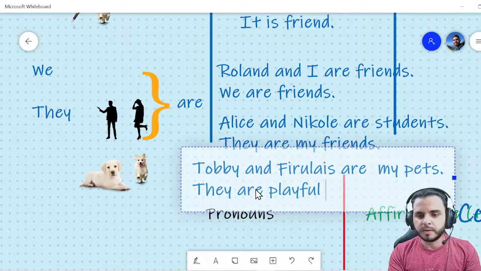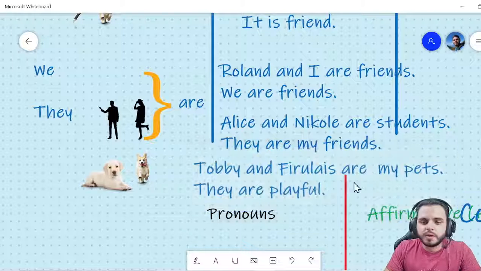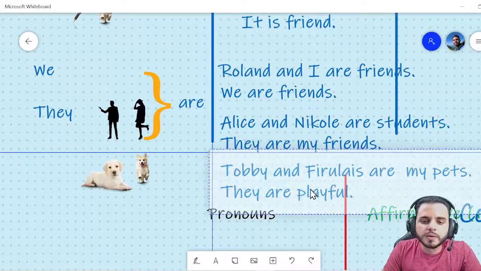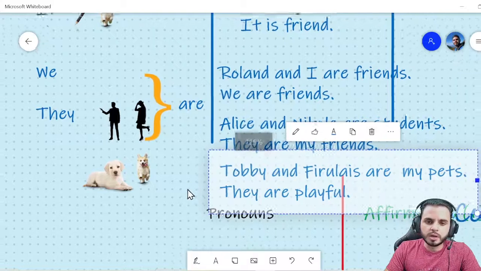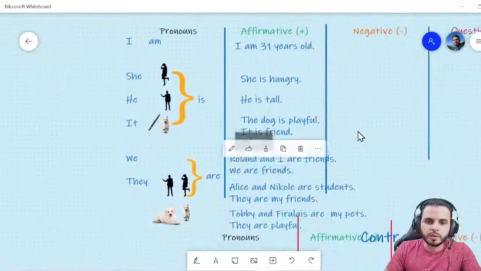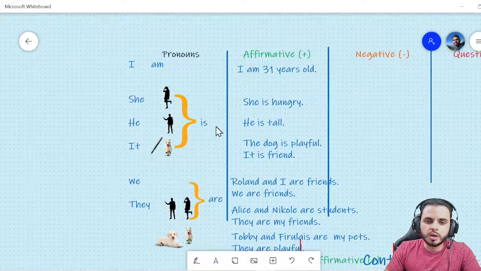They're playful, yes. Okay, so here is how I use the verb be and which are the correct conjugations for each one of those. So I have I am, she, he, it is, and for we and they, I'm going to use are.